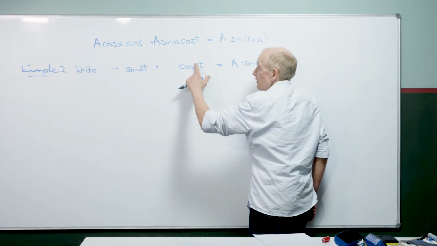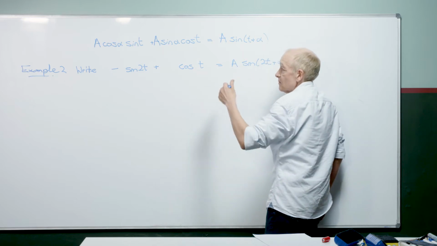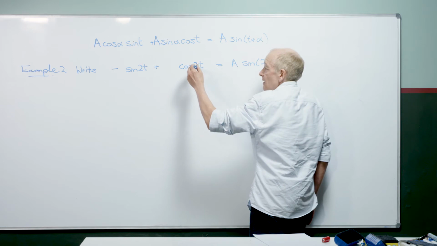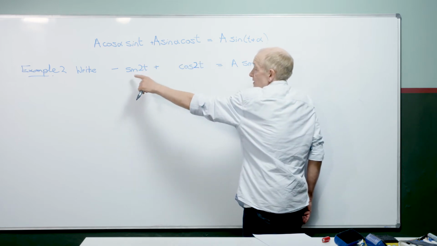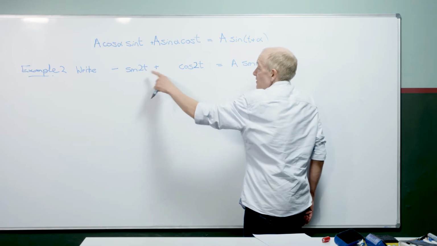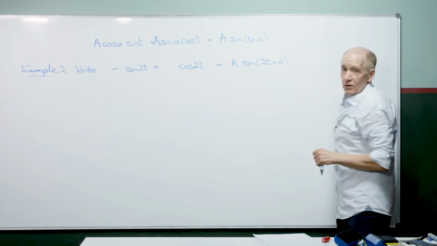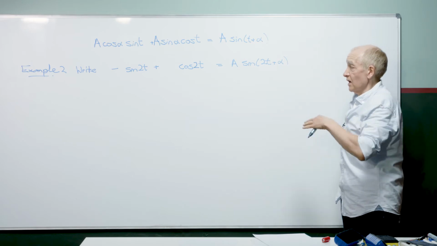So for example, if this was cos of t on its own, we can't combine them using this method. You can combine them, but you might need to use a different method for that. And it's also important to note that whatever this is, sine of 3t or 5t or whatever, this and this all have to agree. Apart from that, the method is pretty much the same.